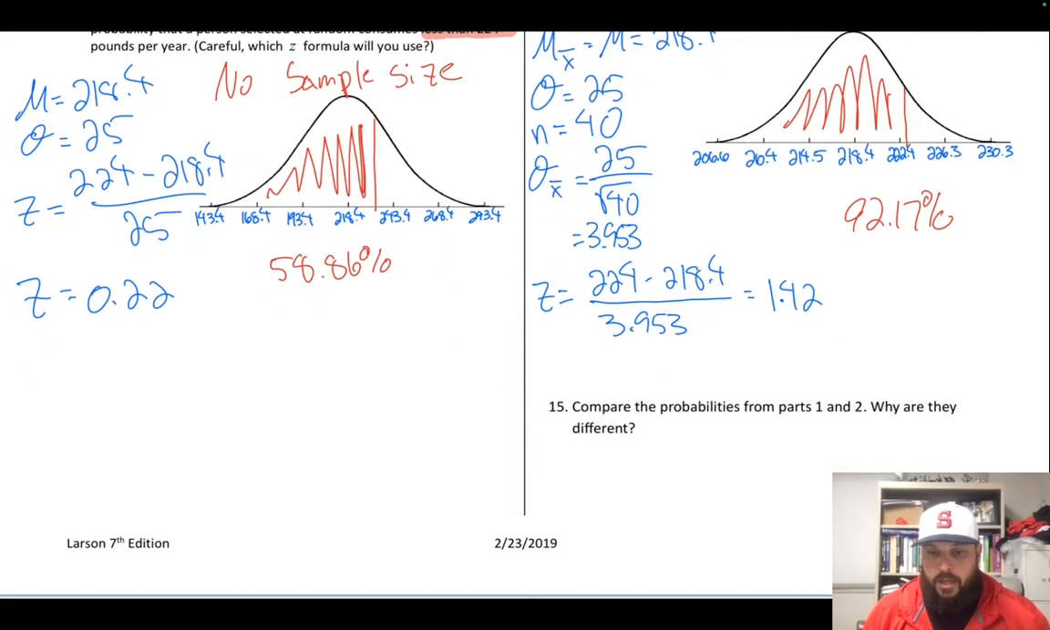Okay, and then 15, comparing the probabilities. Why do we get 58.86 to 92.17? Well, when you sample those 40, there's variation in our sampling distribution, right? And so then we could have sampled more people that tend to eat more pounds per year, as opposed to the population in 13 there, which is going to be more consistent and accurate.